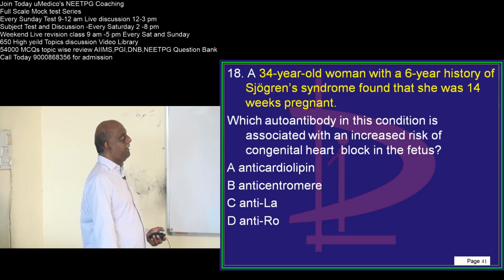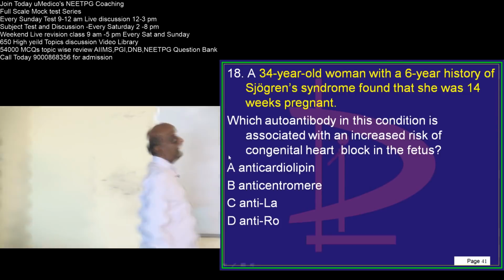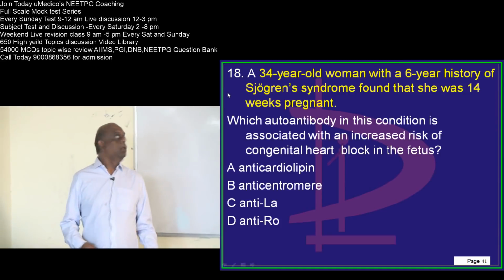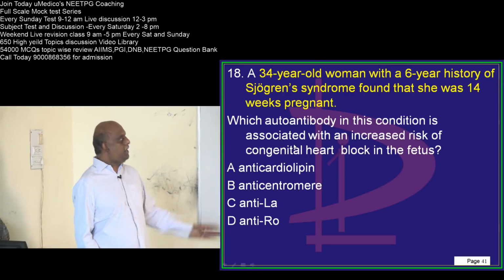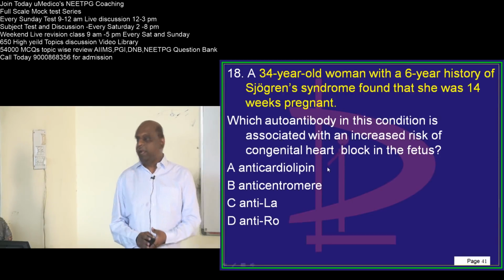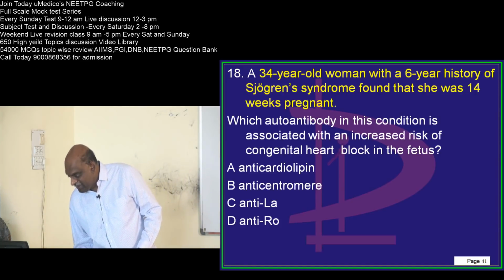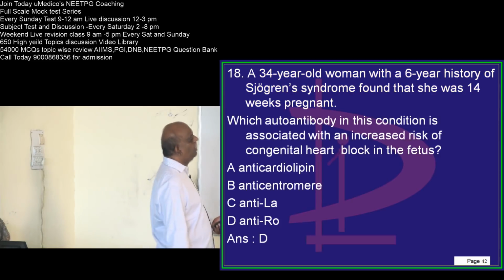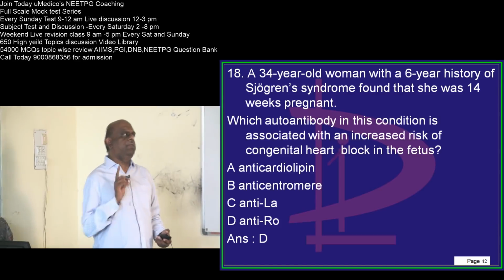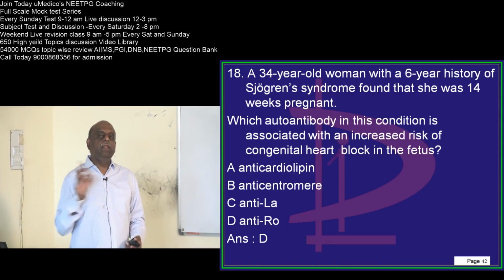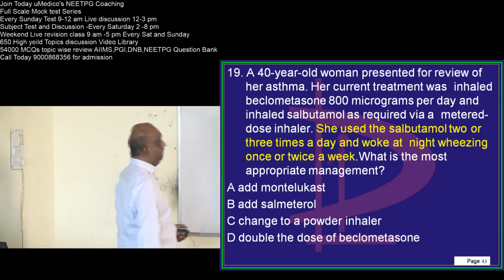A 34-year-old with 6-year history of Sjogren syndrome is found that she was 14 weeks pregnant. Which autoantibody can cause congenital heart block? Easy question. Yes. Everyone is saying anti-Ro antibody. Absolutely right. One question on one of the serological parameters of the autoimmune entities is an invariable question in the exam.